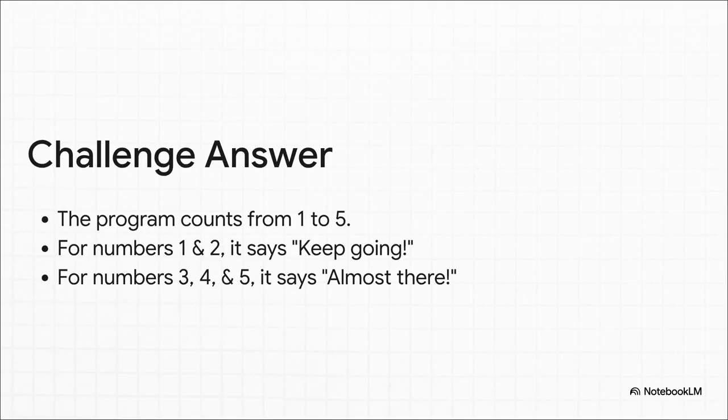The counter variable starts at 1. The first time through the loop, 1 is less than 3, so it says keep going. Then it adds 1. The second time the counter is 2, which is still less than 3, so we get another keep going. But on that third time, and the fourth, and the fifth, the counter is no longer less than 3, so it switches to saying almost there. See how these three simple tools work together to create something that changes as it runs?